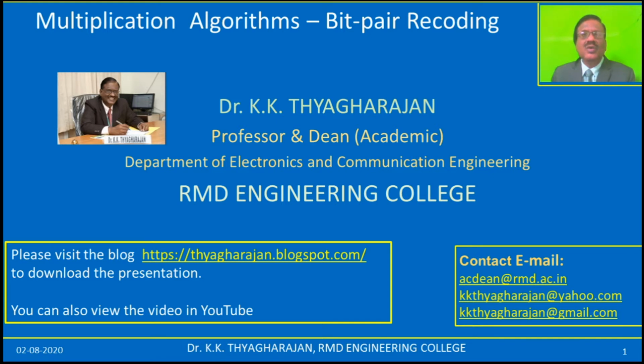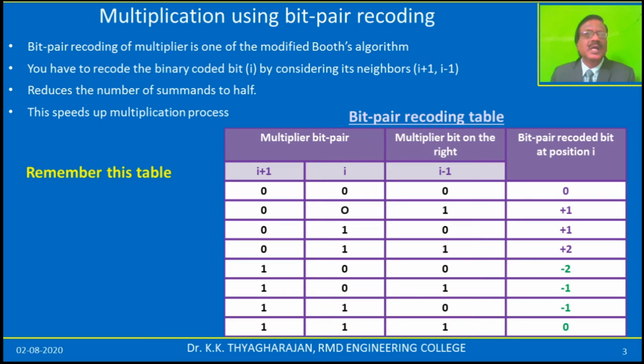In this video, I am going to discuss how to use bit pair recoding for multiplying binary numbers. Bit pair recoding of multiplier is one of the modified Booth's algorithm. You have to recode the binary coded bit i by considering its neighbors i plus 1 and i minus 1. This method reduces the number of summands to half. This method speeds up the multiplication process.